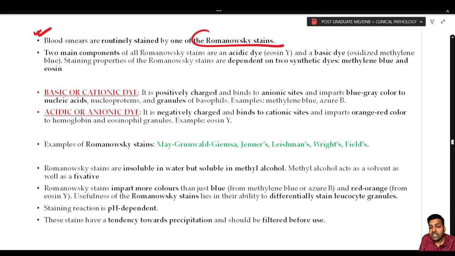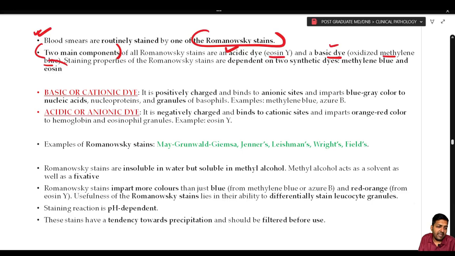So what is a Romanovsky stain? A Romanovsky stain has two main components, present in all Romanovsky stains. They have one acidic dye, eosin Y, as well as a basic dye, for example oxidized methylene blue or azure B. These are all basic dyes. So they have a mixture of an acidic dye and a basic dye. The staining properties of Romanovsky stains depend on the two synthetic dyes, one acidic and one basic. An example of the acidic dye is eosin. An example of the basic dye is methylene blue.